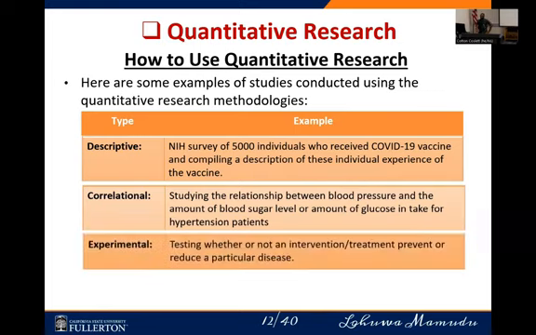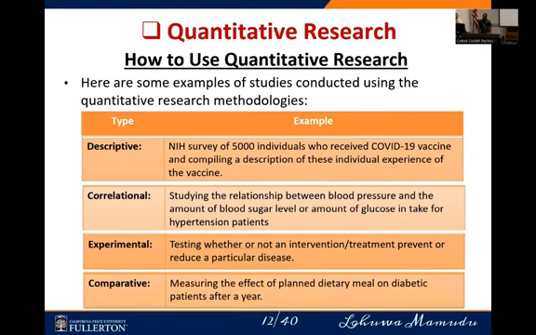Then also we have the experimental, testing whether or not an intervention or treatment prevents or reduces disease. An example, let's think about COVID-19. I'm using COVID-19 because it's a more recent disease, and I think that gives you a clearer understanding. Before companies like Johnson & Johnson came up with the vaccine, what they wanted to know is whether their vaccine is capable of preventing an individual from being diagnosed with COVID-19. It went through several clinical trials, which is an example of experimental research.